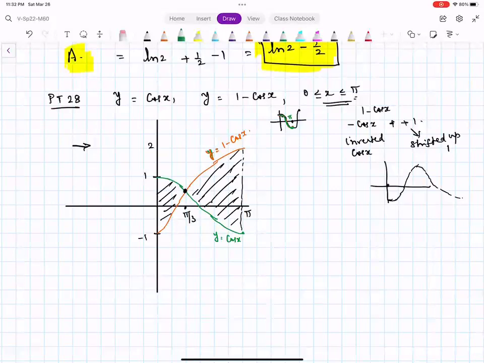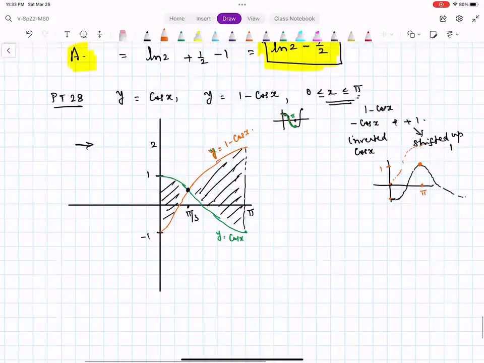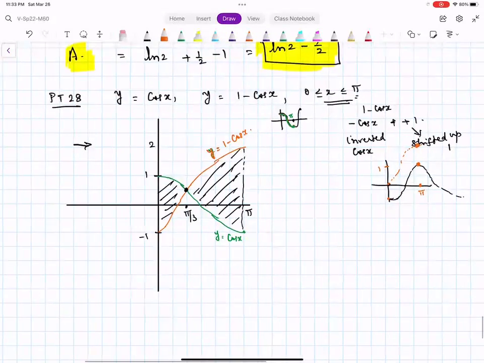So when it shifts up 1 unit, every point becomes shifted up 1 unit. So what was previously pi, when it was pi, then it is 1 minus, it is negative cosine pi. So negative cosine pi will be positive 1. So at 1, now that point becomes 2. So this point becomes pi comma 2.